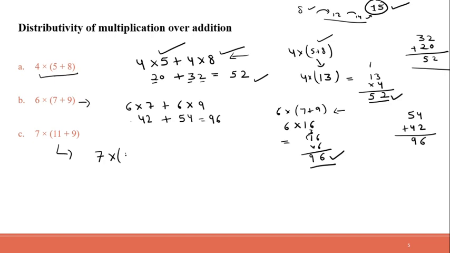7 into 11 plus 9. First add these two. What will I get? 11 plus 9 is 20, into this 7. So if you multiply 20 with 7, what will you get? 140. How? 20 into this 7. 7 into 0 is 0. 7 into 0 is 0. And then 7 into 2 is 14. So you will get 140. Right? I hope you got this.